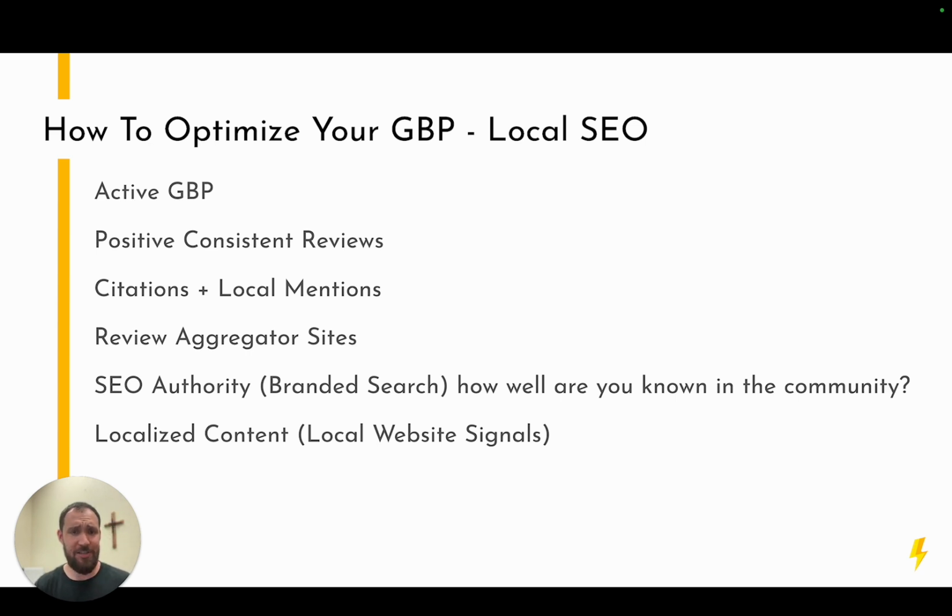You need citations and local mentions, meaning you need third-party websites linking back to your website. That can be like Yelp or Angie's List, or if there are specific websites in your industry linking back to your website, showing that your website has authority. The other piece is review aggregator websites, which fall into that same category. That would be more like Angie's List, because they're going to review you on Angie's List. And SEO authority.